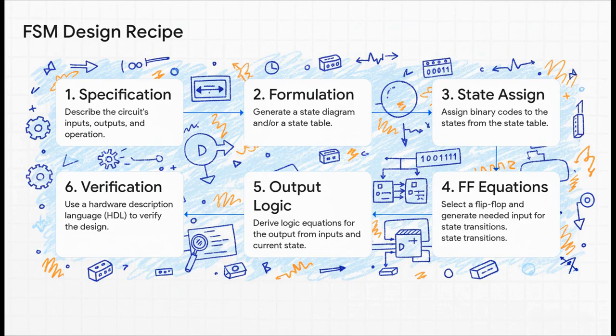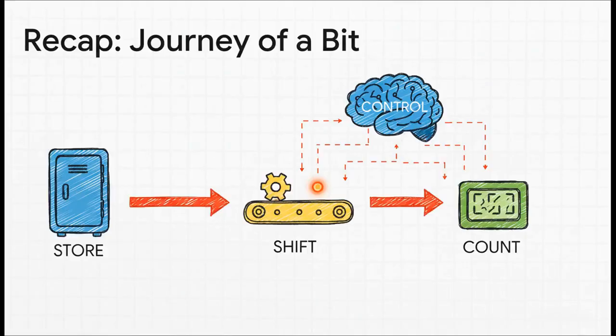So let's just quickly recap this whole journey we followed, shall we? It all starts with a single bit finding a home in a flip-flop. We store it. Then it gets moved around by a shift register. That's the shift. We track events using a counter, count, and the whole thing is controlled by a finite state machine, control. Store, shift, count, control. That right there is the fundamental journey of data inside every single digital device you use.